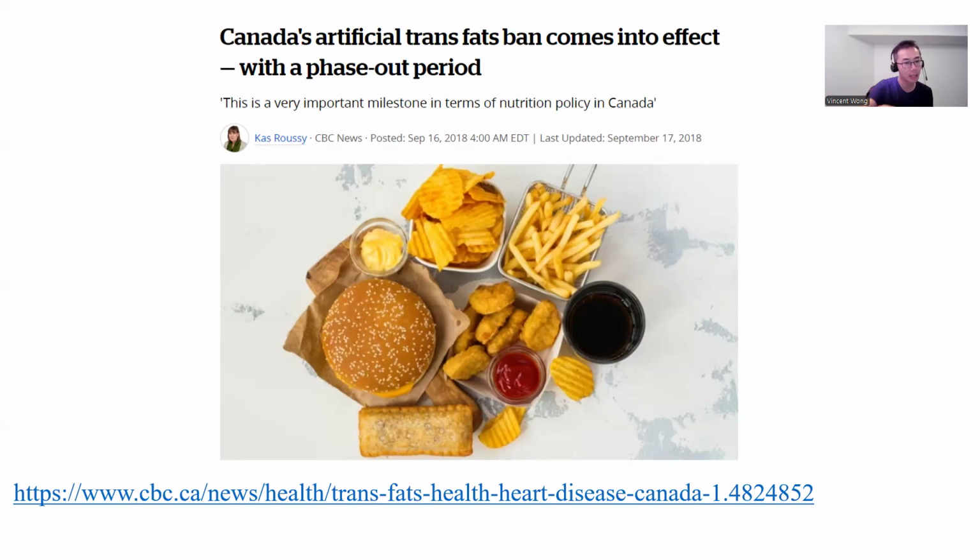But if you are adding it on purpose to the food, then that's not allowed anymore. Okay, so it's a little bit healthier nowadays to eat your fast food than it used to be.